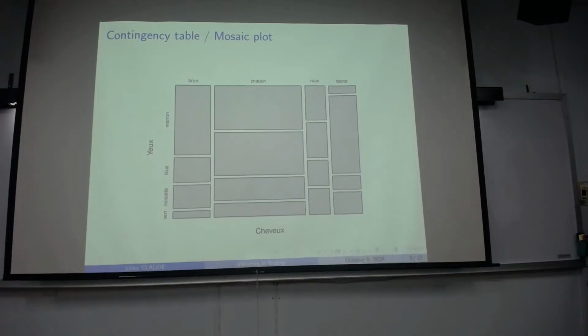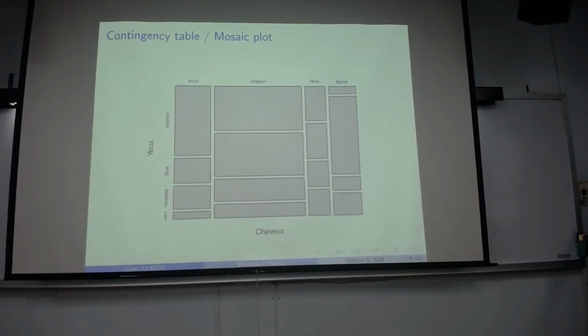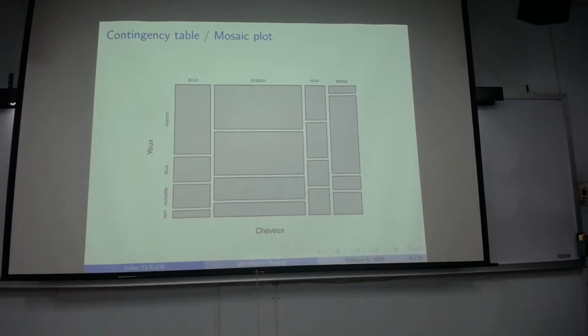Another way to represent data. Sometimes your data are bivariate, so you may have two categories. For instance, you want to represent the color of eyes together with the color of hair. It's possible to represent the two colors by doing a contingency table, a cross table. We will count how many individuals have blue eyes and blonde hair, blue eyes and brown hair, blue eyes and black hair, black eyes and black hair, and so on.